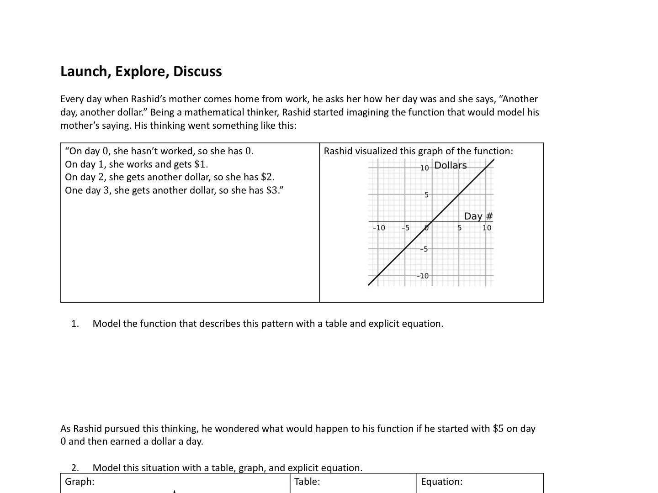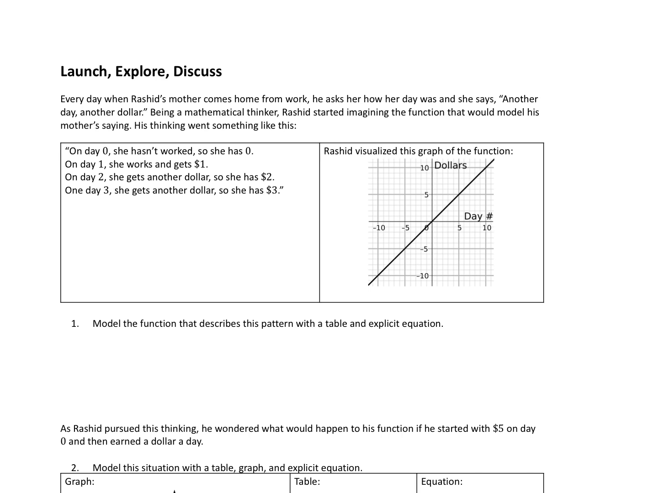It says, every day when Rashid's mother comes home from work, he asks her how her day was, and she says, "Another day, another dollar." Being a mathematical thinker, Rashid started imagining the function that would model his mother's saying. His thinking went like this. On day 0, she hasn't worked, so she has $0. On day 1, she works and gets $1. On day 2, she gets another $1, so she has $2. On day 3, she gets another $1, so she has $3.